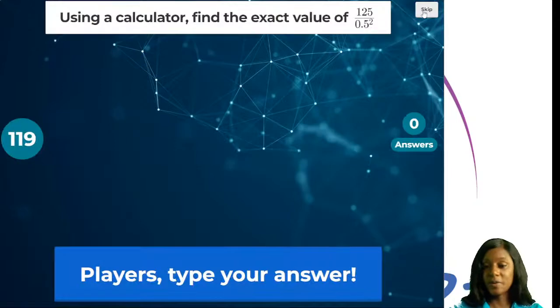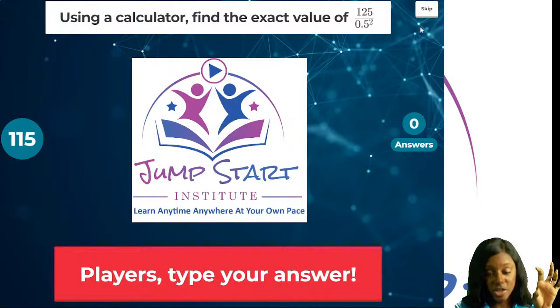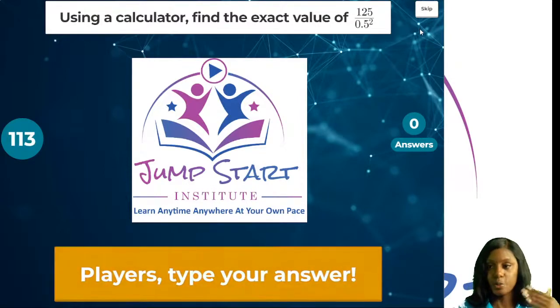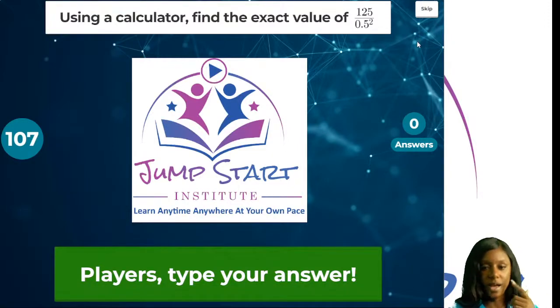Okay, so this question is very similar. Again, using your calculator, you use the fraction function on the calculator to put in 125 over 0.5 to the power of 2, and you type in the exact value.